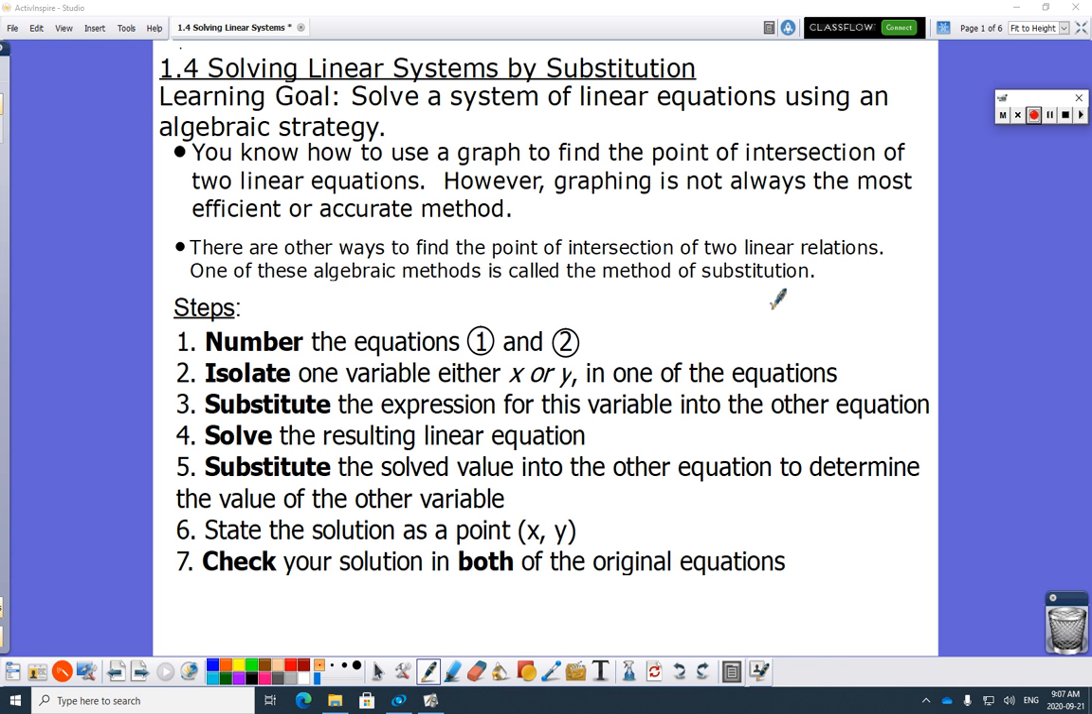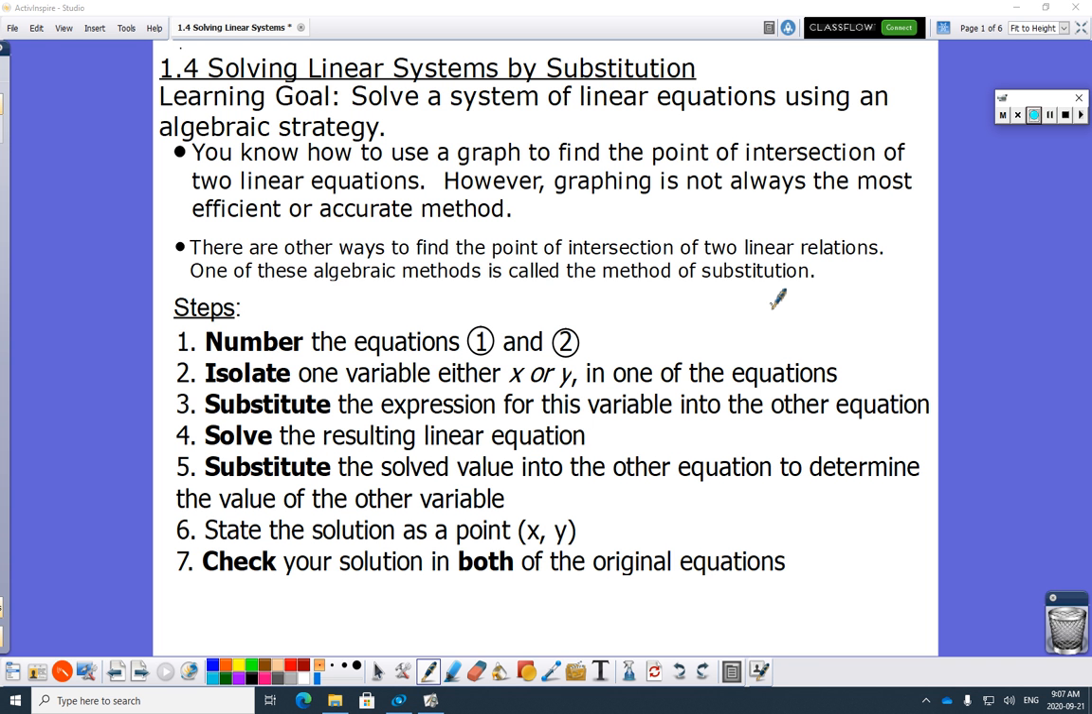Usually when you do substitution, you're going to isolate one of the variables, either x or y, and often one of the variables has a coefficient of 1, which means that that's going to make your life easier. If it doesn't have a 1 in front of it, if you pick a variable that has a 2 or 3 or whatever, it's fine. You can still do it. You'll just have to do more algebra. Okay? So it's up to you.